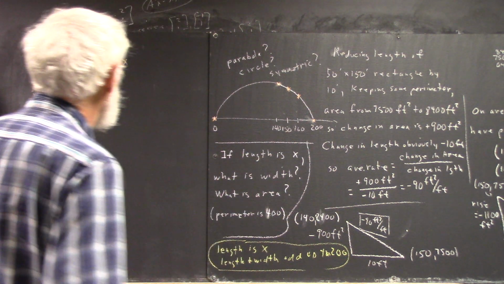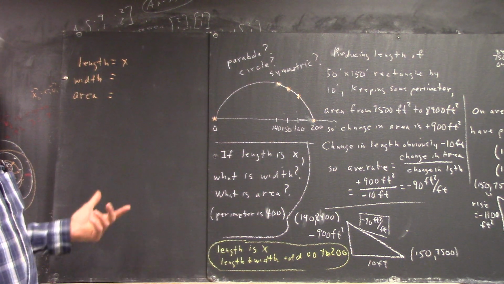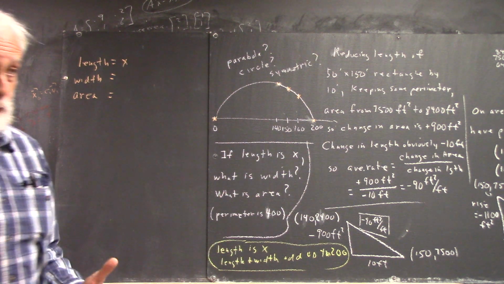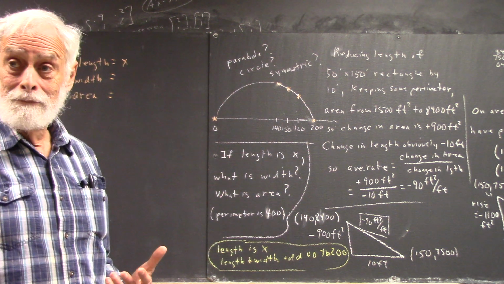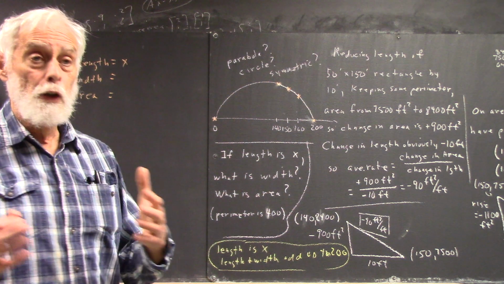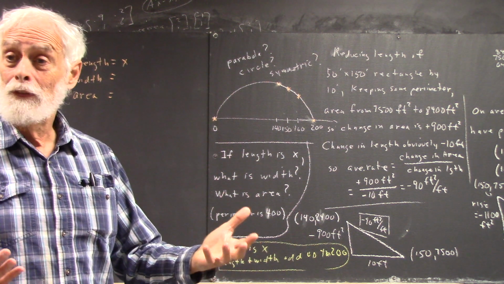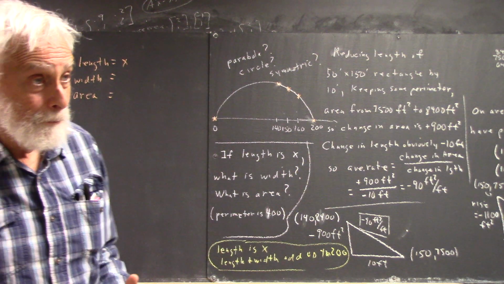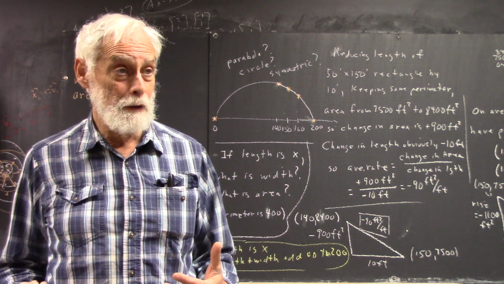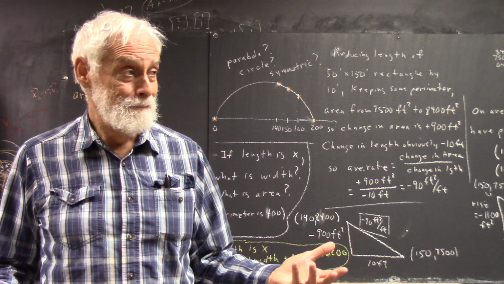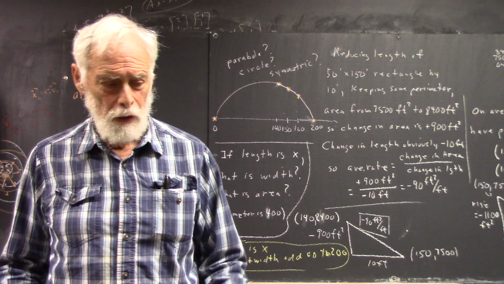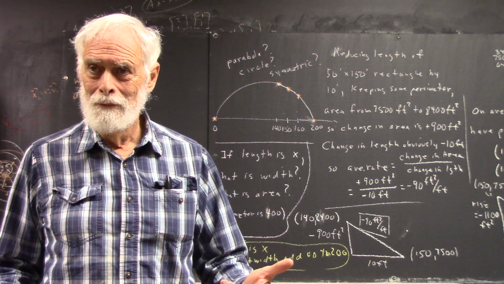Okay, so we know the length and width add up to 200. So if you know the length, how do you get the width? Well, if the length is 120, people are able to tell me very quickly, well, the width is 80. How did you get that? Well, I subtracted it from 200.